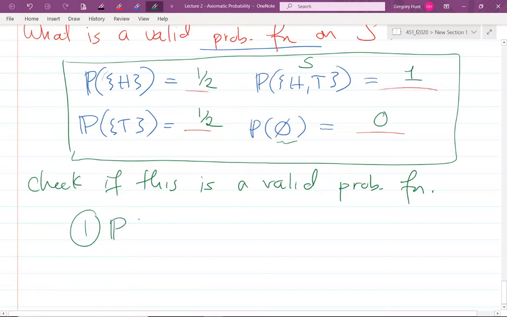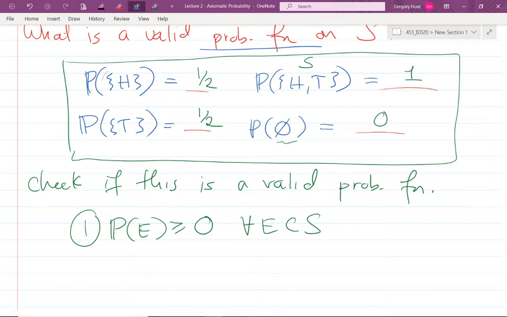The first is that of non-negativity. The probability of any event E is bigger than or equal to 0, and this is for any event E that's a subset of my sample space. Is that true? By inspection, true. Half is bigger than 0, half is bigger than 0, 1 is bigger than 0, 0 is bigger than or equal to 0. Check. The probability function is non-negative.